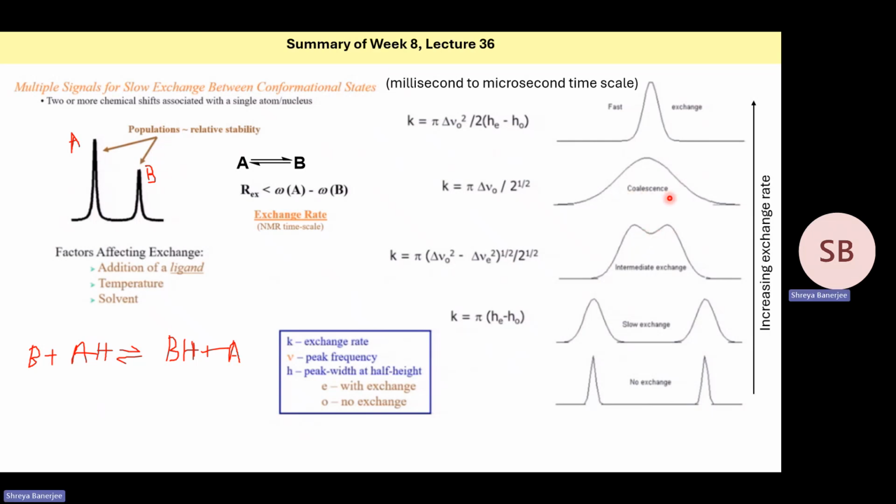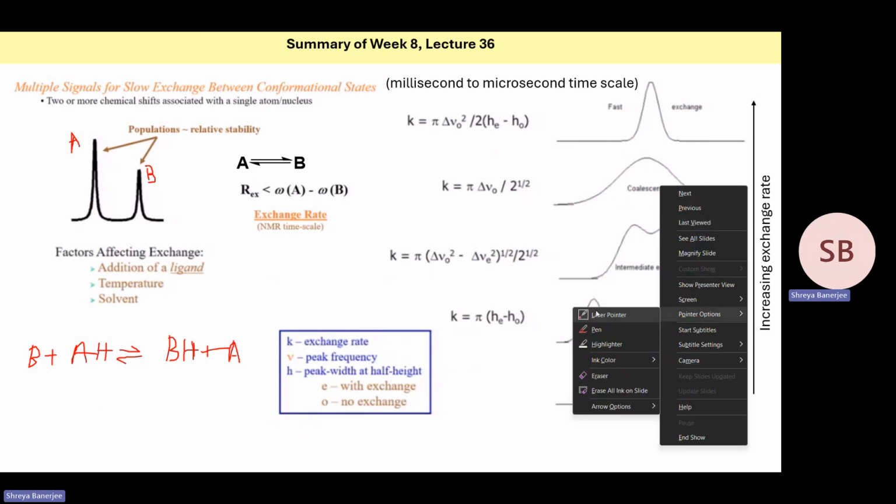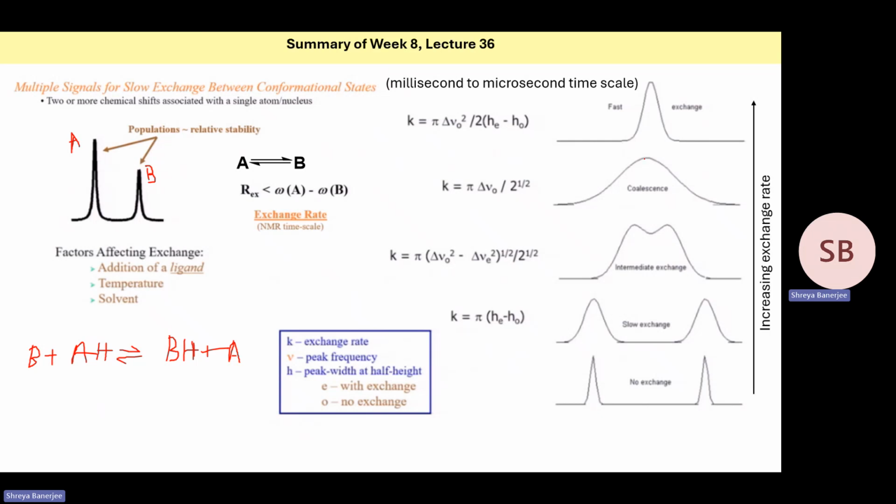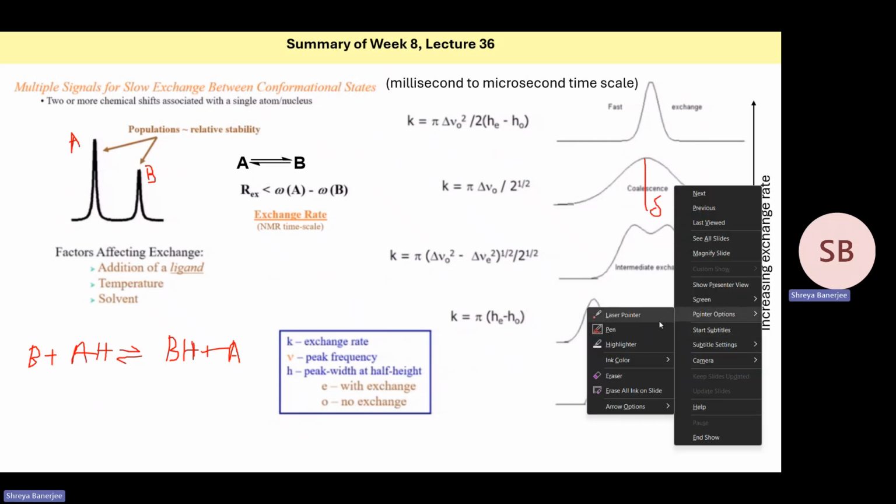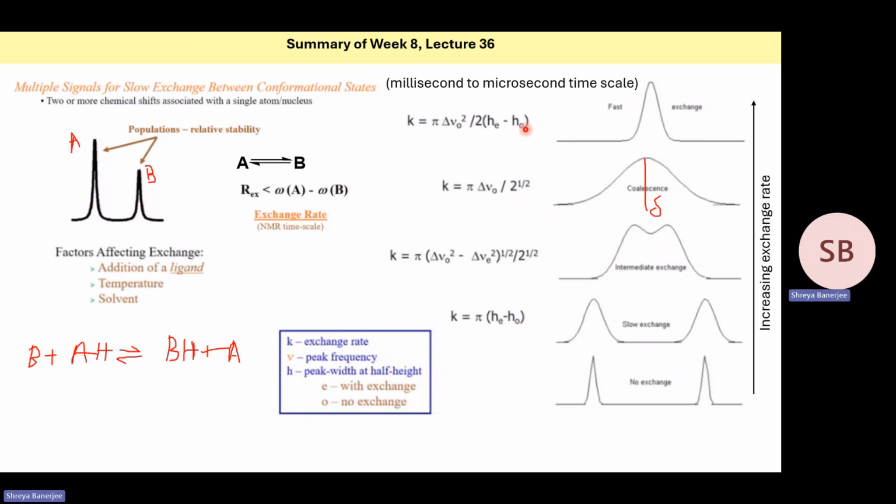Coalescence is the point where you can no longer distinguish two peaks, and there is only one chemical shift value in the middle. So if you come here, there is only one delta value. That is the coalescence point. And as the exchange becomes even faster, the merged peak starts becoming sharper and sharper. So these are the different exchange regimes. As the exchange rate increases, the distinct peaks disappear and a merged peak is obtained.